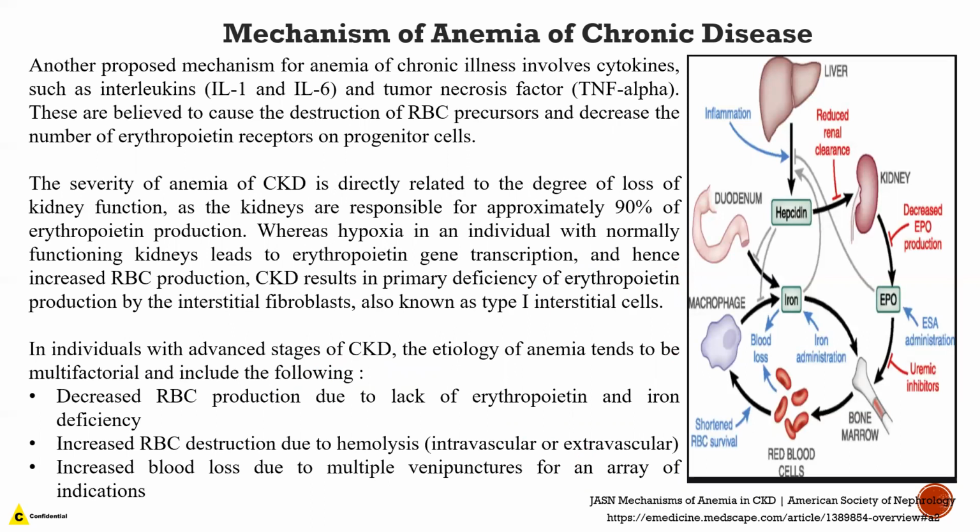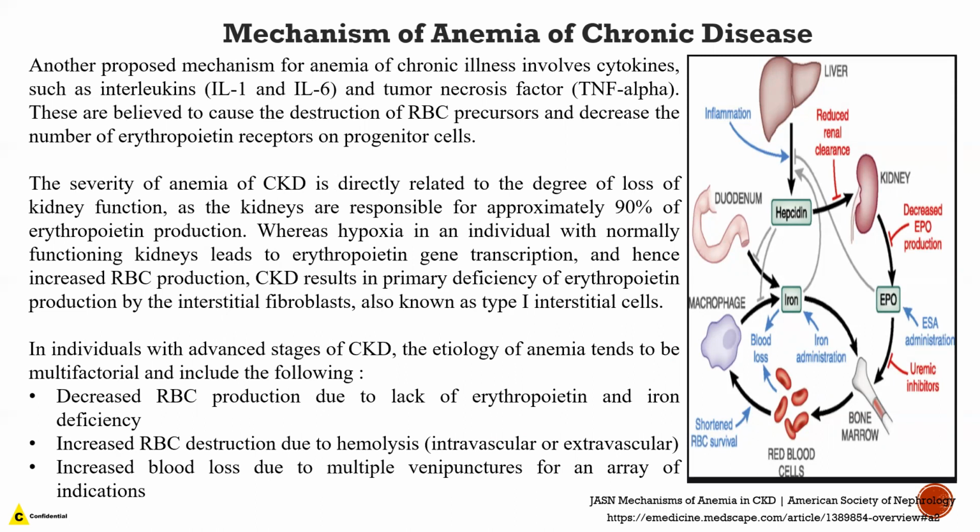Another proposed mechanism for anemia of chronic illness involves cytokines such as interleukins 1 and 2 and tumor necrosis factor alpha. They are believed to cause the destruction of red blood cell precursors and to decrease the number of erythropoietin receptors on progenitor cells. The severity of anemia is directly related to the degree of loss of kidney function, as kidneys are responsible for 90% of erythropoietin production.